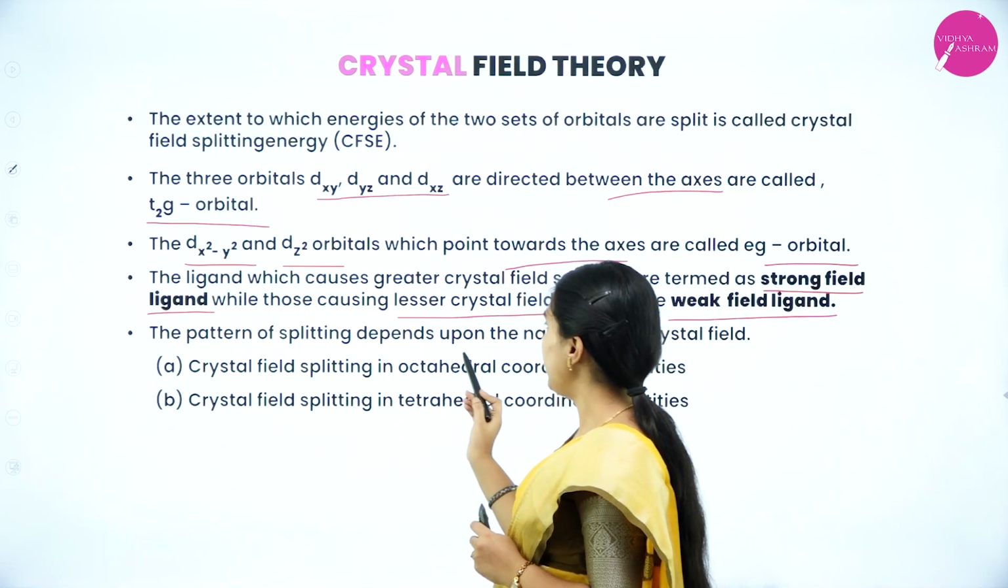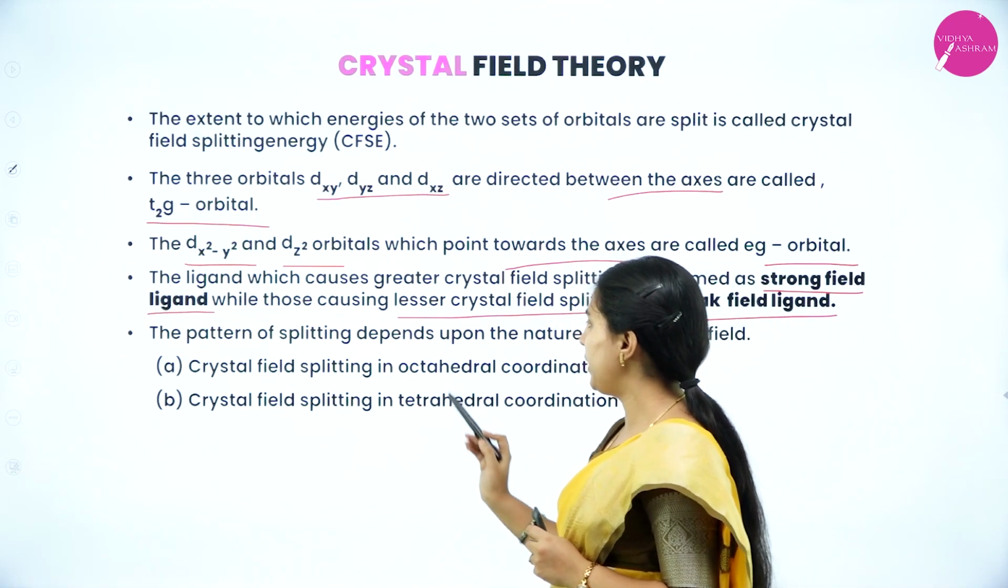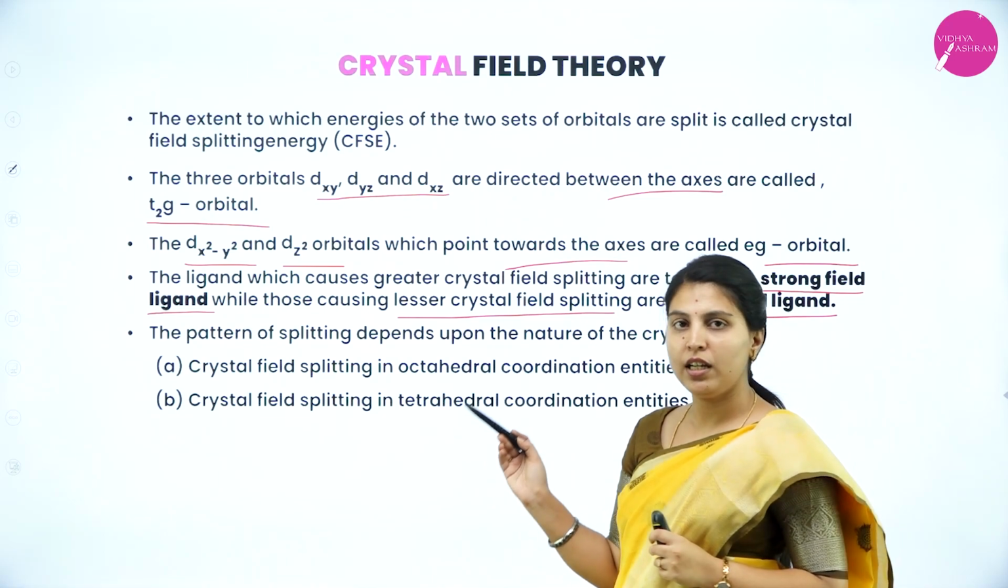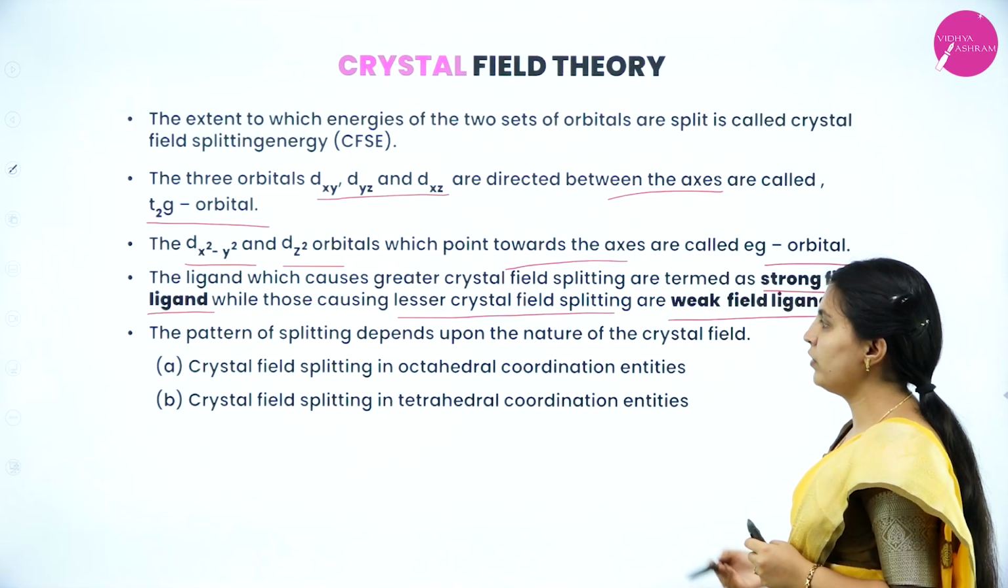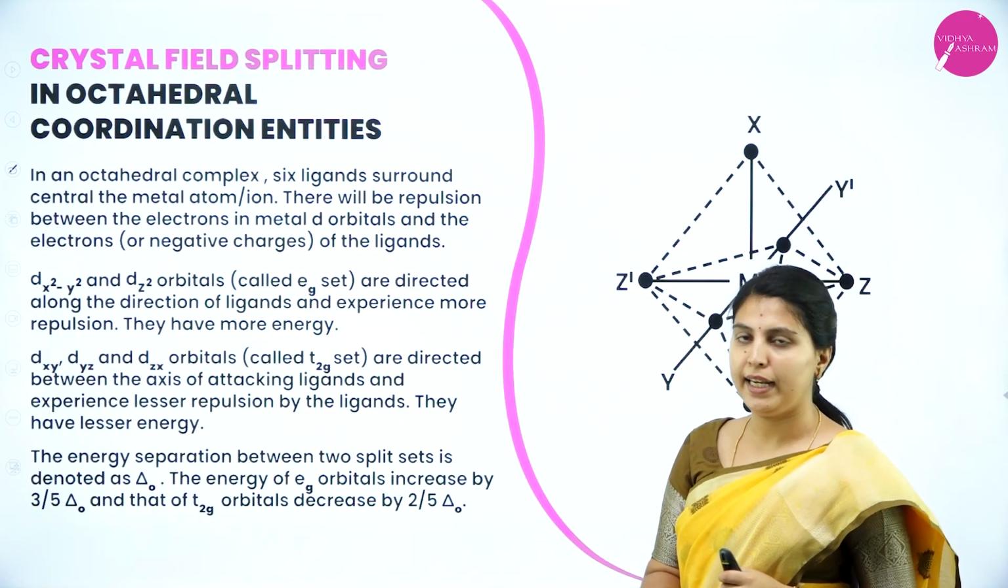The pattern of splitting depends upon the nature of the crystal field. There are 2 patterns of splitting: crystal field splitting in octahedral coordination entities, and crystal field splitting in tetrahedral coordination entities. First, crystal field splitting in octahedral coordination entities.